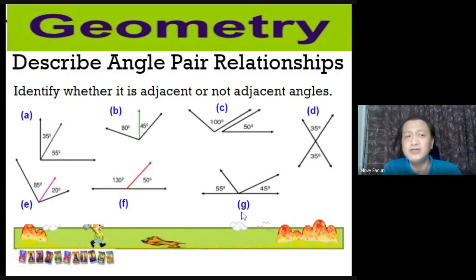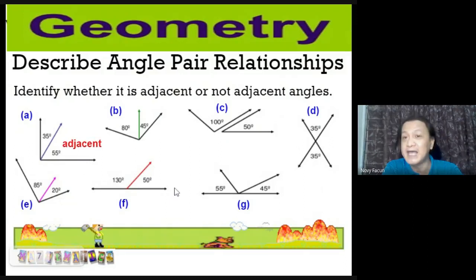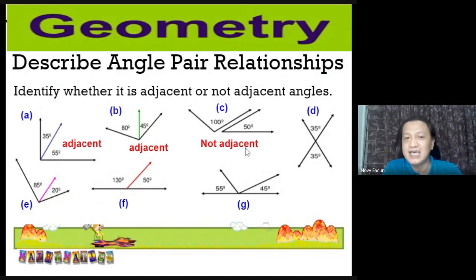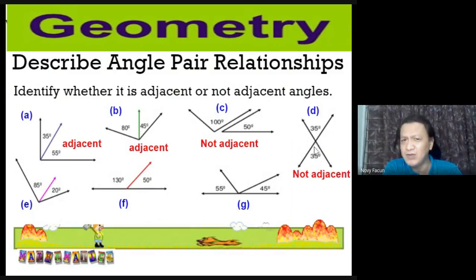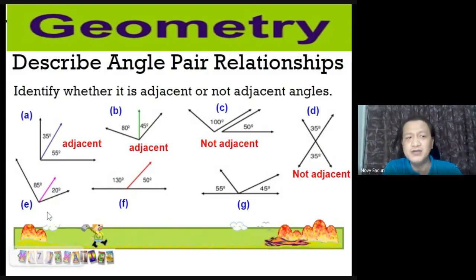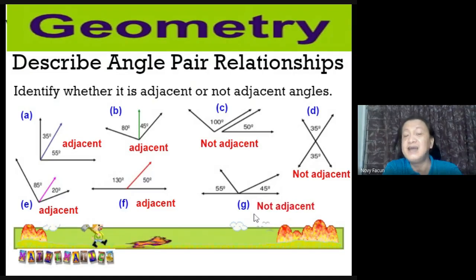Okay, so with that, you are going to determine whether these angles are adjacent or not. So, meron tayong example. Letter A, this is obviously adjacent. Okay, this also, letter B, adjacent. Letter C, not adjacent kasi nga wala silang common side at common vertex. Letter D, this is not adjacent. Wala silang common side. Meron silang common vertex dito ha, common side lang yung wala. Sa letter E, this is adjacent. They have common side and common vertex. Letter F, this is adjacent. Letter G, this is not adjacent kasi wala silang common side. Okay, common vertex lang meron sila.